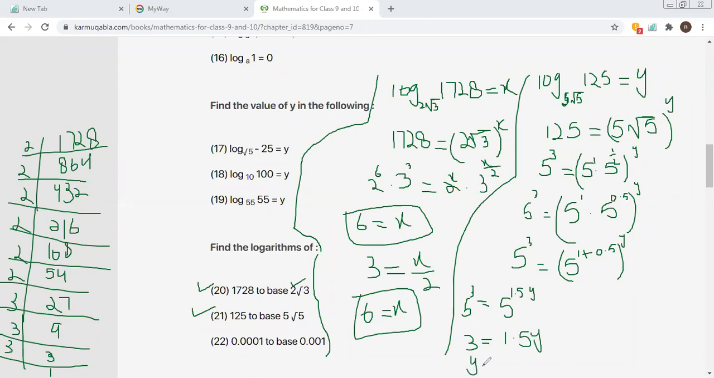This is multiplying here, so on the other side it becomes division. Okay. Now class, divide 3 by 1.5. Divide 3 by 1.5 and tell me the answer of y. What will be the answer of y? 2. Answer of y will be 2. Is there any confusion? See the question one more time. No problem? Okay.